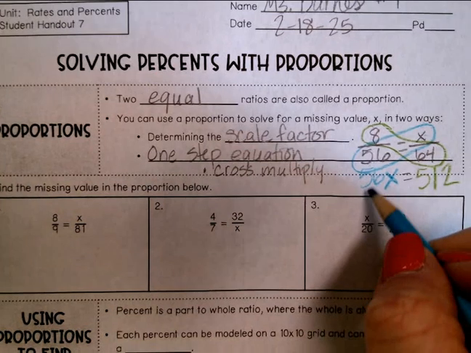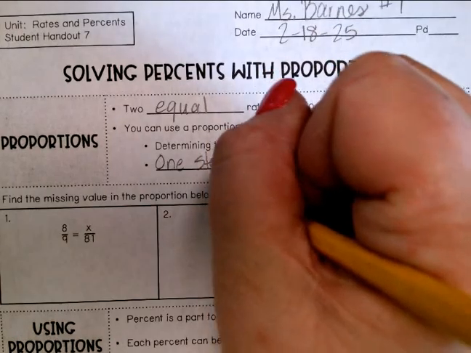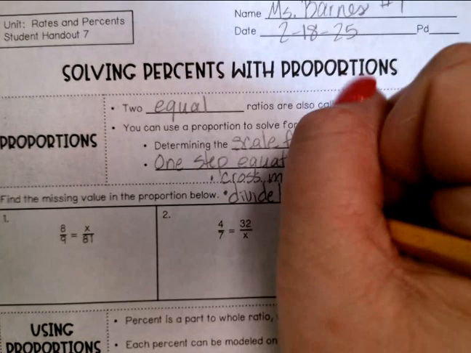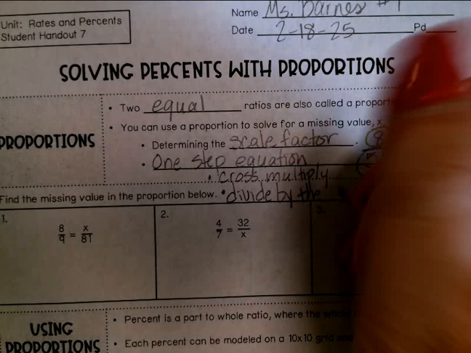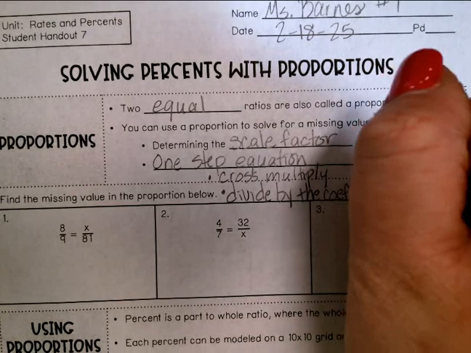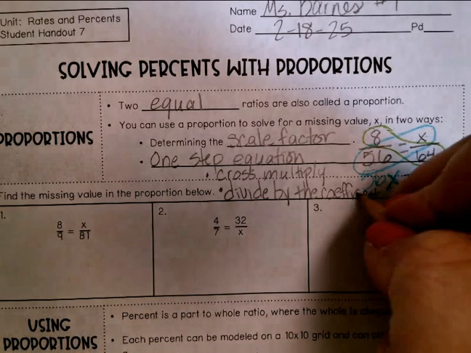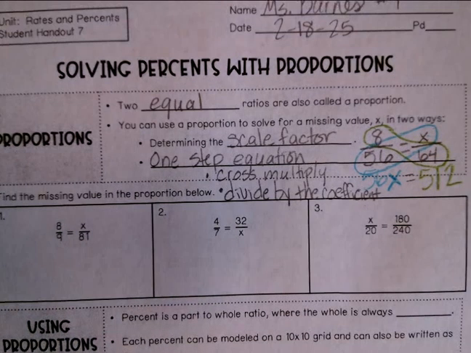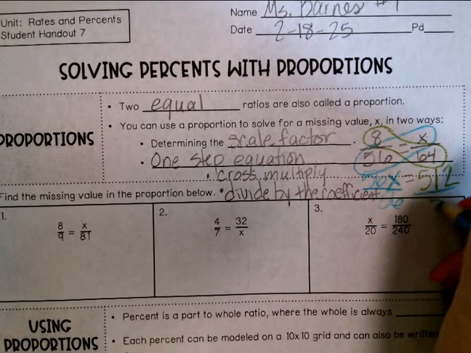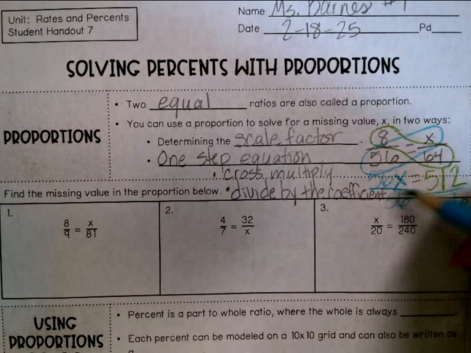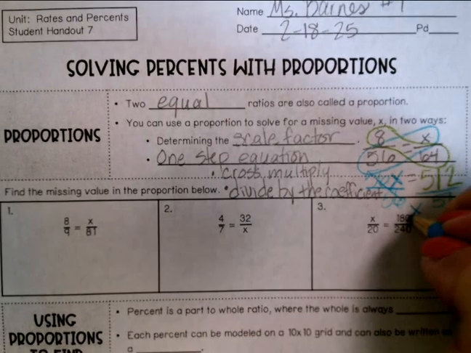So, my next step is to divide by the coefficient. And that's a big math word. The coefficient is the number that is with the x. And so 56 divided by 56 is 1. So all I'm left with is x.